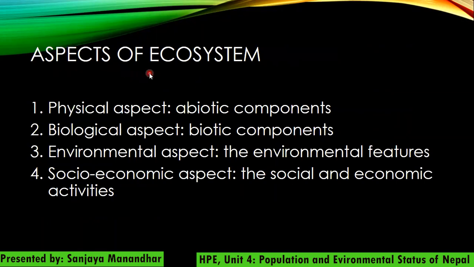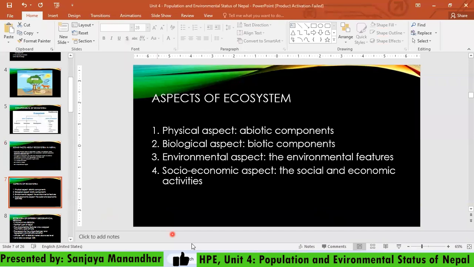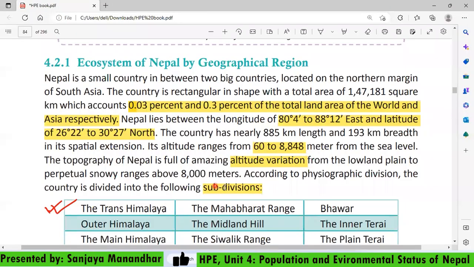Now, what are the aspects of ecosystem? Look here, we have four aspects of ecosystem: physical aspect, biological aspect, environmental aspect, and socioeconomic aspect. Physical aspect means abiotic component, the non-living component. Biological aspect, the biotic component, means living component. Environmental aspect means the environmental features. And socioeconomic components include the socioeconomic activities. By these ideas, we will study in the next slide. We will study this ecosystem of Nepal by geographical regions.